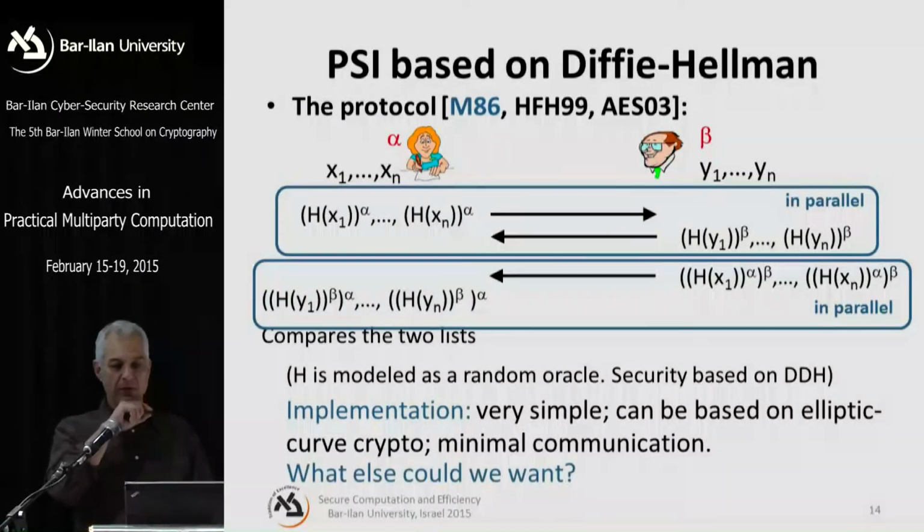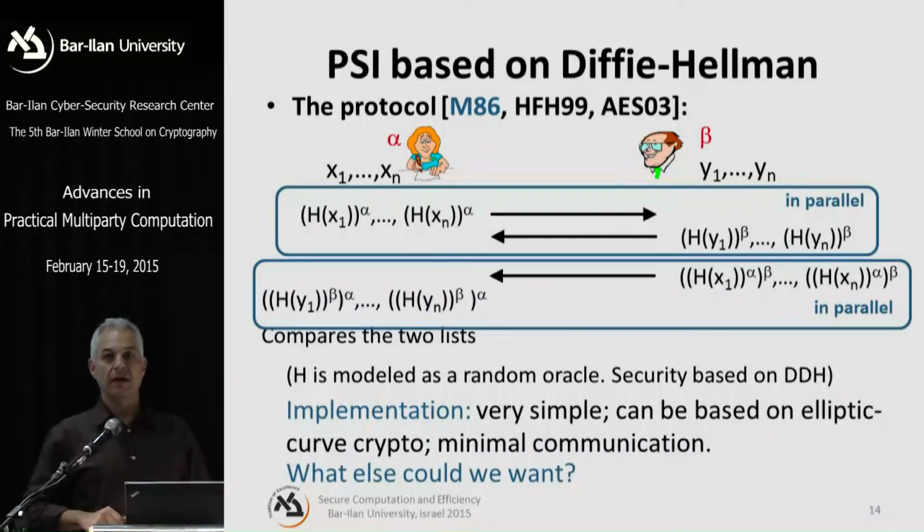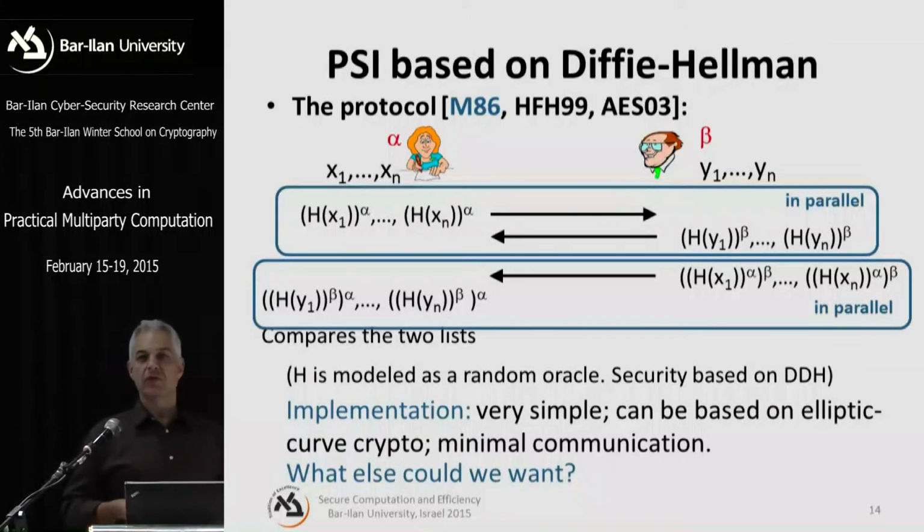Okay, what else would we want? One thing we would like is to get rid of the random oracle assumption, but we're not going to do that. Another thing is just to make it more efficient, not use exponentiations. Here each party does 2 exponentiations per item. We'd like to do better than that.